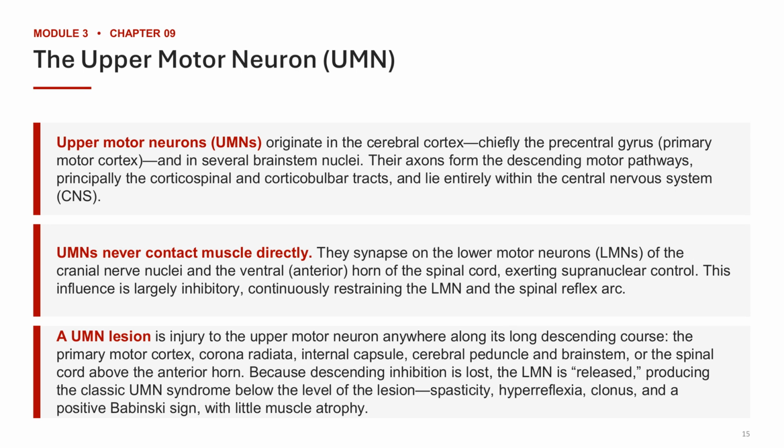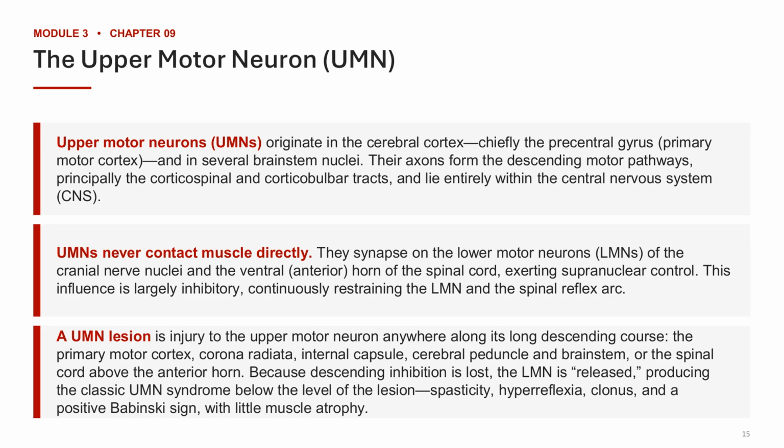Let's be precise about the definition, because precision here prevents confusion later. Upper motor neurons originate in the cerebral cortex, chiefly the precentral gyrus, the primary motor cortex, and in several brainstem nuclei. Their axons form the descending motor pathways, principally the corticospinal and corticobulbar tracts, and they lie entirely within the central nervous system. Now the sentence that matters most. Upper motor neurons never contact muscle directly. They synapse on lower motor neurons, in the cranial nerve nuclei and in the ventral horn of the spinal cord.